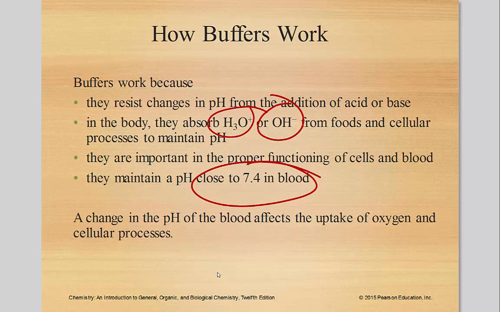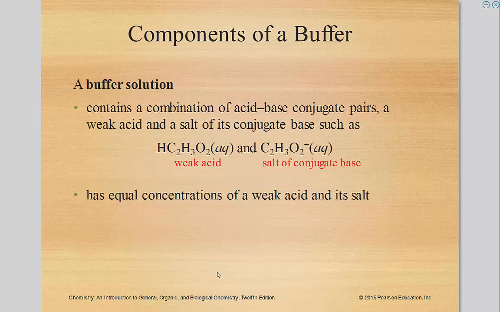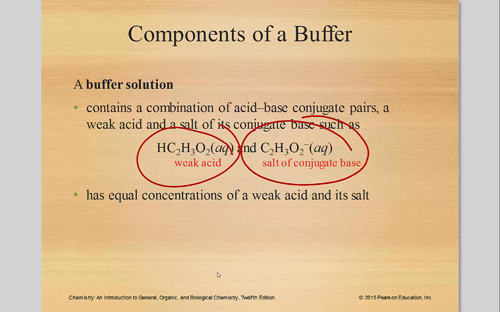A change in the pH of the blood affects the uptake of oxygen in the cellular processes. So in order to have a buffer system, it contains a weak acid and the salt of the conjugate base. Salt, remember, is just a generic term for an ionic compound. So for instance, this might say Na out here. So Na+ C2H3O2-. But we don't look at the Na when we're actually looking at the system, because it's just floating in solution. There's equal concentrations of both of these, and they both have very important jobs.